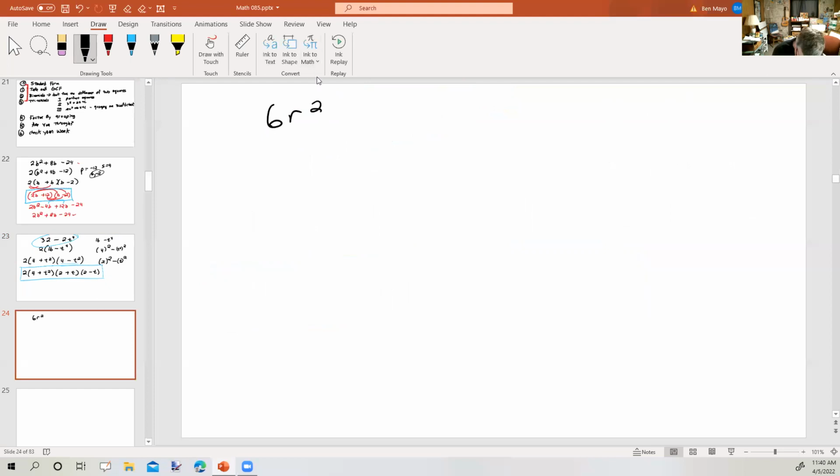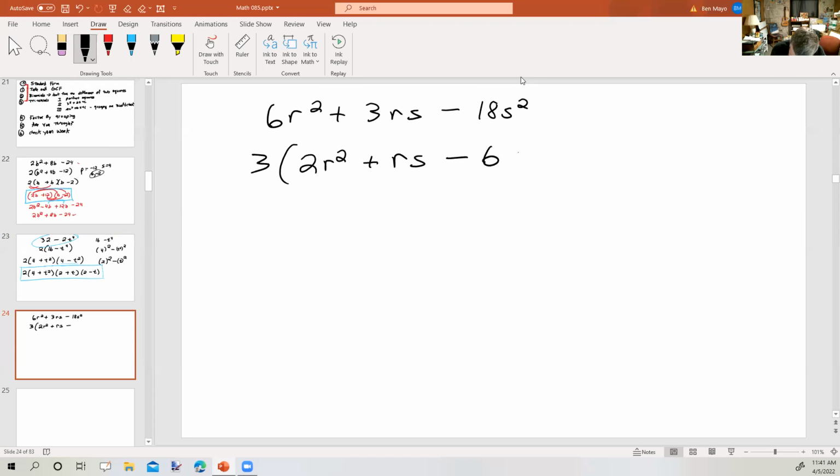6r squared plus 3rs minus 18s squared. This is a trinomial. It is in standard form in terms of the variable r. It's not in standard form in terms of s, but if it ain't broke, don't fix it, right? Okay. Is there a greatest common factor? Yes, 3. So we'll take out a 3. 2r squared plus rs minus 6s squared.